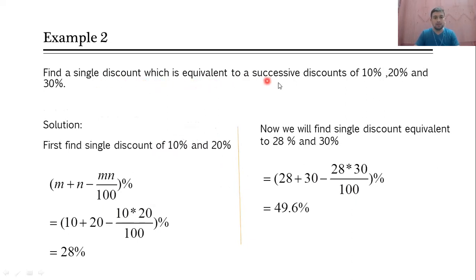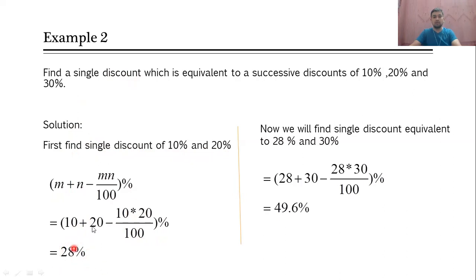Find a single discount which is equivalent to successive discounts of 10%, 20%, 30%. Now let's say there are three successive discounts instead of two, of 10%, 20%, 30%. Then what will be that equivalent discount? So find first the single discount of 10 and 20%. So m plus n minus mn upon 100: 10 plus 20 minus 10 into 20 upon 100. If you solve this, you will get 28%.